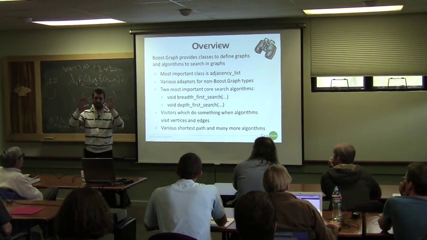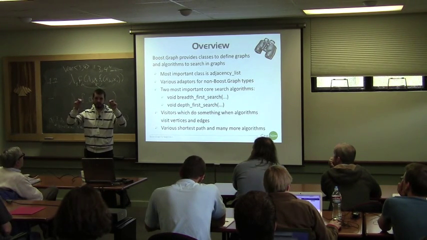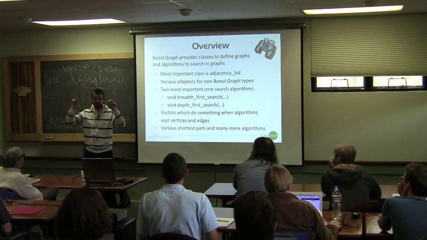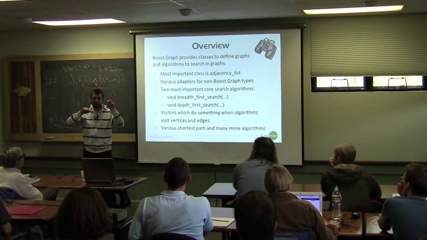Okay. So if you think of a subway map, and you have the stations in the subway map, the stations are the vertices, and the lines between the stations, if you want to go from one vertex to another, these are the edges.